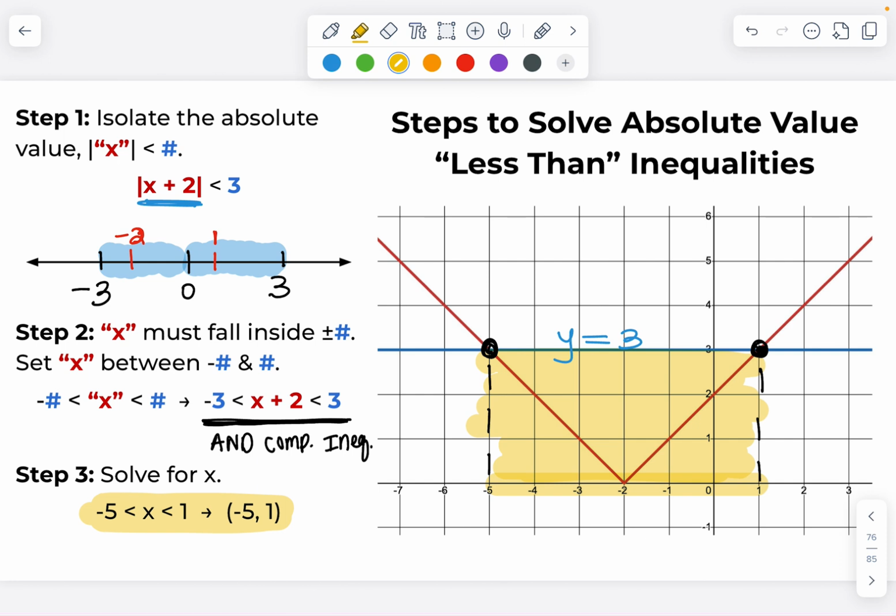Now we are not going to graph absolute value equations or inequalities, we're just going to solve them. But I wanted you guys to have a picture so you could hopefully see what was going on here.